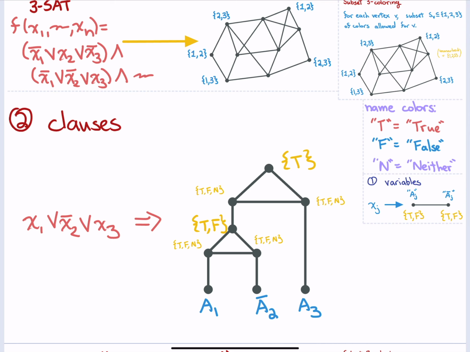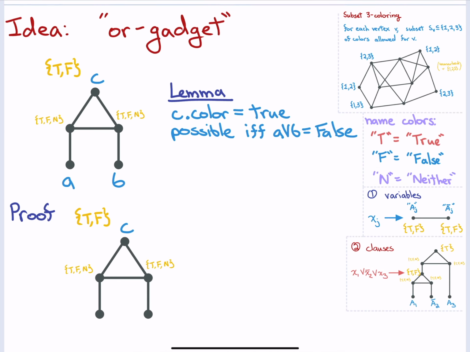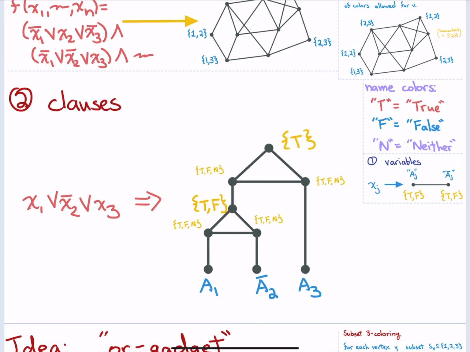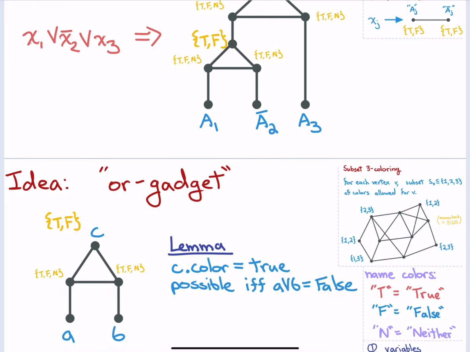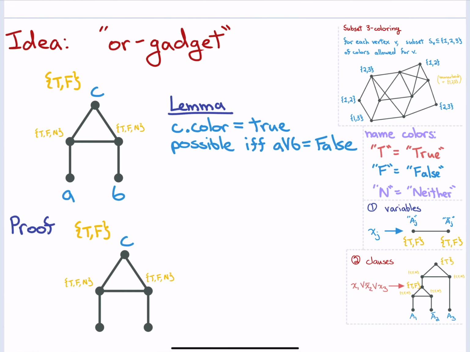Okay, so where does this crazy picture come from? The idea is that this is really consisting of 2 OR gadgets. Let me explain. Look at that very simple 5 vertex graph. It's a triangle with 2 legs, and it has some subsets. The top can be true or false. The 2 middle ones can be true, false, or neither. And the bottom ones can only be true or false.